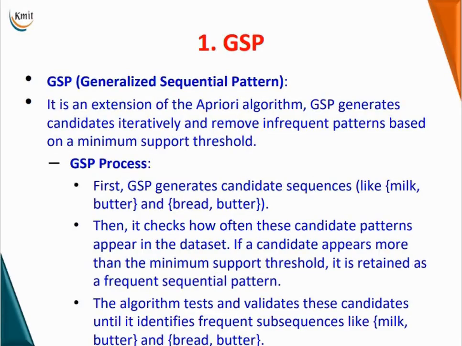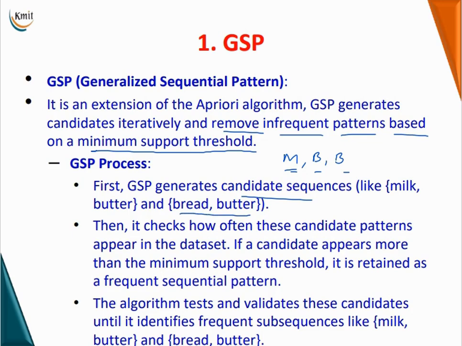GSP is Generalized Sequential Pattern. It is an extension of the Apriori algorithm. GSP generates candidates iteratively and removes infrequent patterns based on a minimum support threshold. So let us discuss the process. GSP generates candidates. For example, if we are considering the example of milk, bread, butter, then these are the different candidates. So first GSP generates candidate sequences like milk, butter, bread, butter.